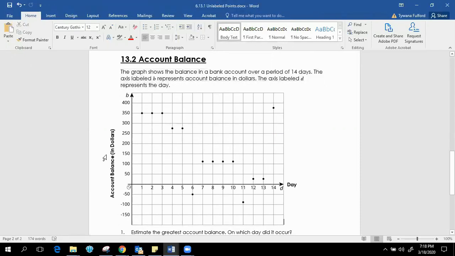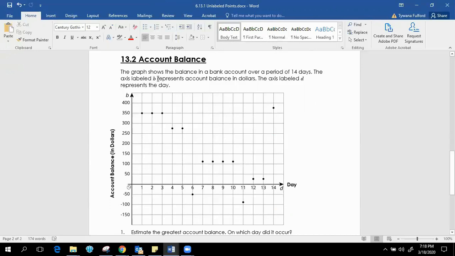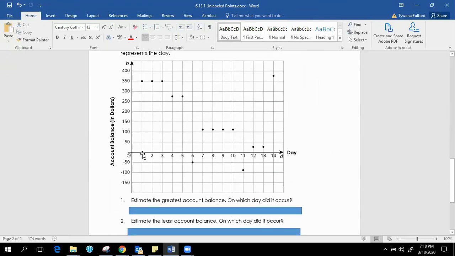So I went ahead and I labeled my coordinate plane to help me remember, because it says that the axis labeled B represents the account balance in dollars. So this is B, even though we know that this is the y-axis. And then it says the axis labeled D represents the day. So this is my x-axis, and that represents the day. So just looking at my coordinate plane so far, I recognize that this is the origin here. Even though the line isn't extended to the left, I still know that this is the origin.